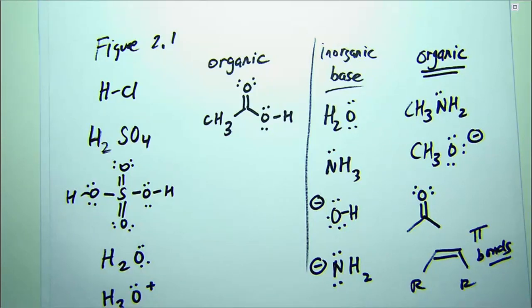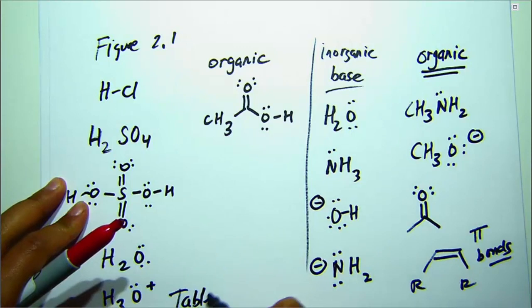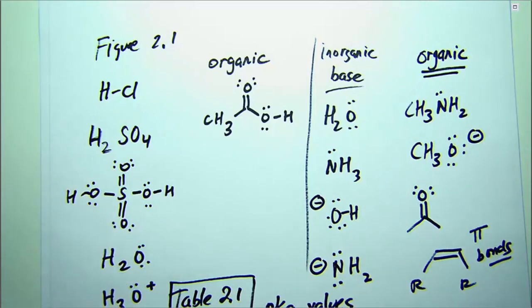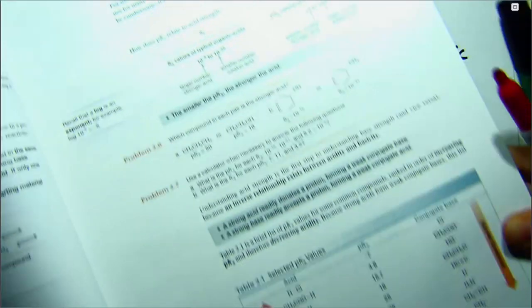I also want to refer you guys to table 2.1 in your textbook for some examples of basically pKa values. So that's a super useful chart to look at. It shows us basically the acids involved and then the conjugate bases. And just to show you what I'm talking about, we pop up this book.